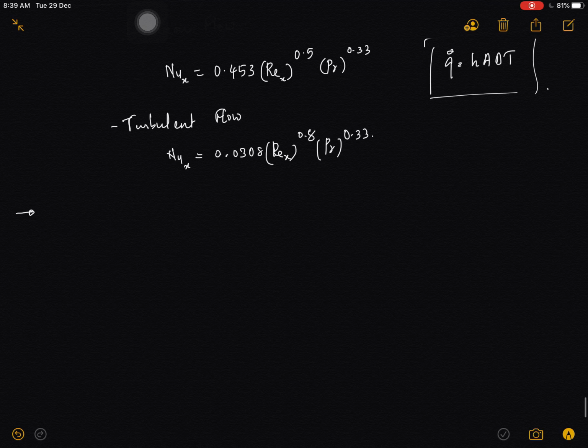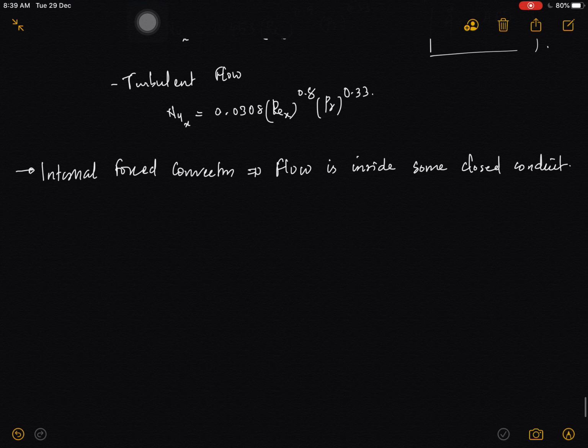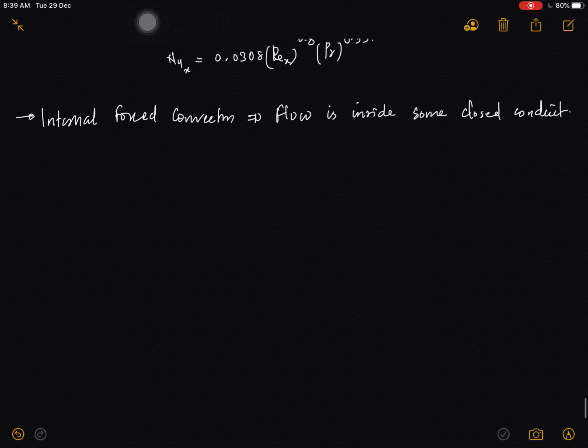Okay, so that's all about the external forced convection. And then the second type of forced convection is internal forced convection. In this case, the fluid flow is inside some closed conduit.